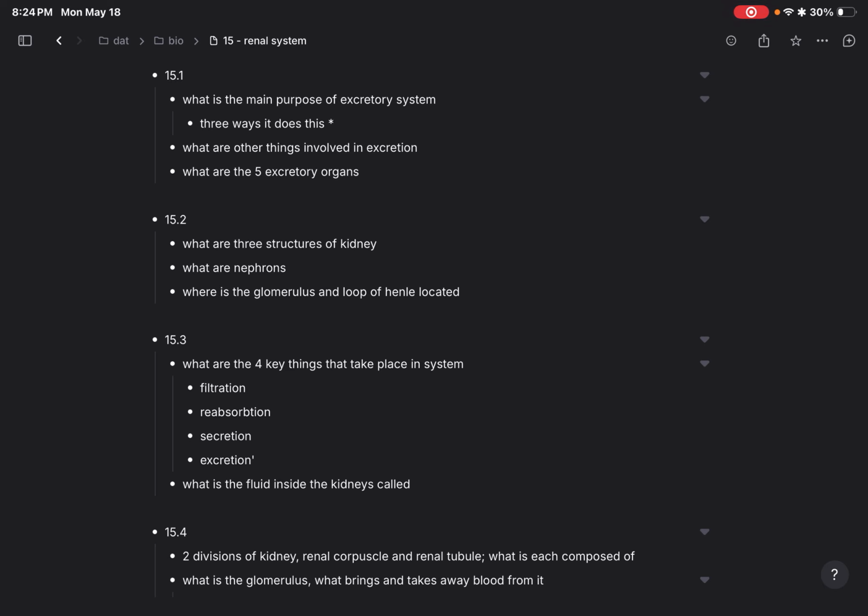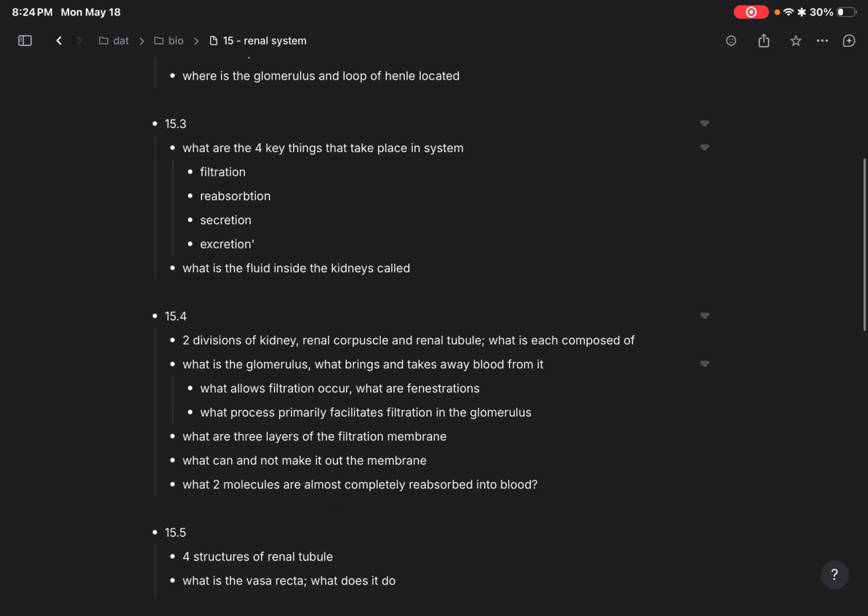What are nephrons? That's the functional unit of the kidney. Those are what's responsible for filtering the blood. Where's the glomerulus and loop of Henle located? So the glomerulus is located in the renal cortex, on the outer part, and then the loops of Henle are located in the renal medulla, the middle area. Nephrons kind of sound like neurons.